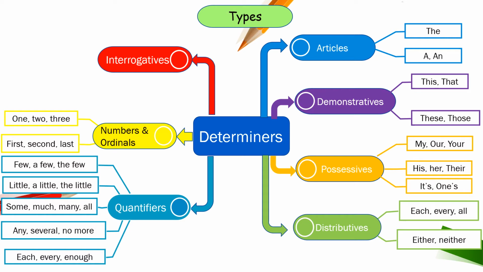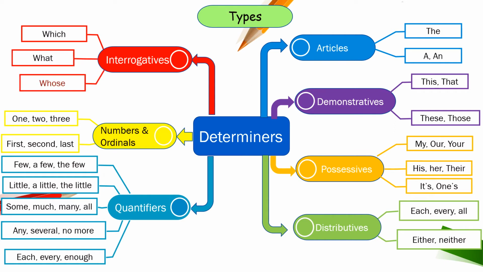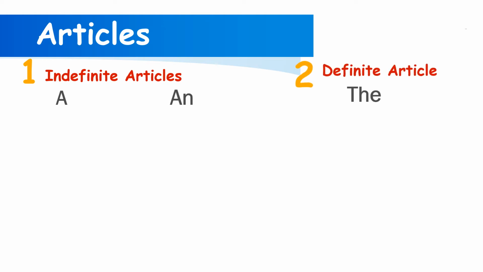Next, we have interrogatives, questions and defining words like which, what, whose are interrogative determiners as they are usually used to ask questions. Articles a and an are indefinite articles as they don't refer to a specific noun, whereas the is a definite article as it refers to a definite noun.